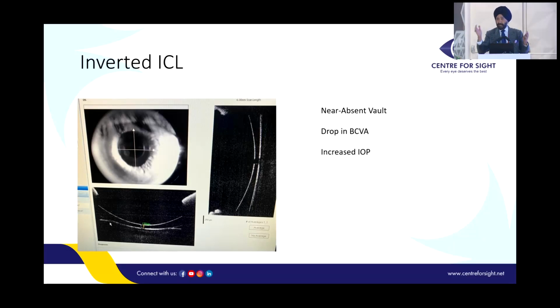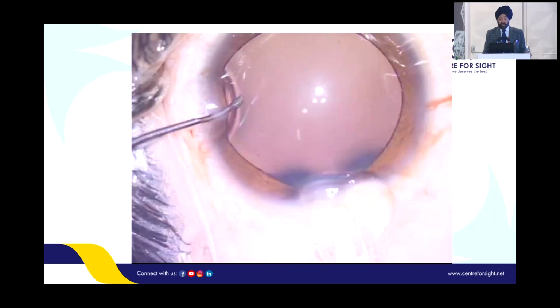Each individual lens has its own markings. So please be careful. Sometimes it can be left leading, sometimes right leading. So which lens you are using, accordingly you should have a marking. And the OCT will clearly show you why the pressure is raised.